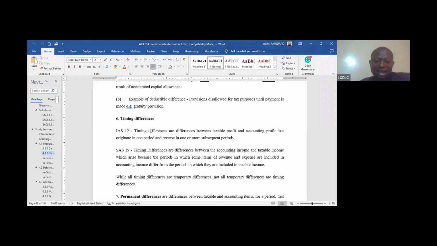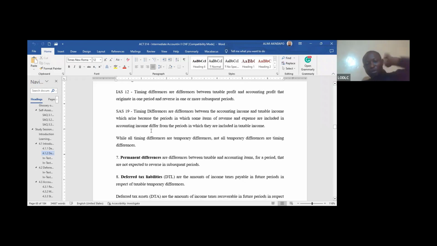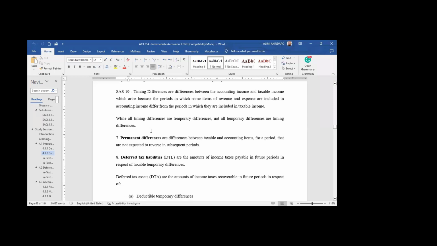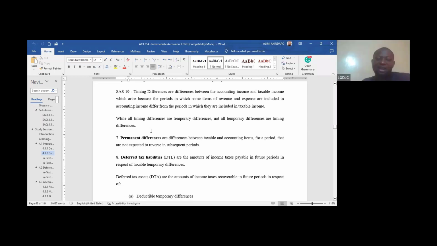And the next one here is permanent difference. We've talked about the temporary difference. We need to talk about the permanent difference as well. Under the permanent difference, these are the differences between taxable and accounting item for a period that are not expected to reverse in subsequent period. Once you have done with the permanent difference, you cannot reverse it back. Once you have gotten your deferred tax asset or your deferred tax liability, you cannot reverse it. It is permanent. Then we have deferred tax liability.